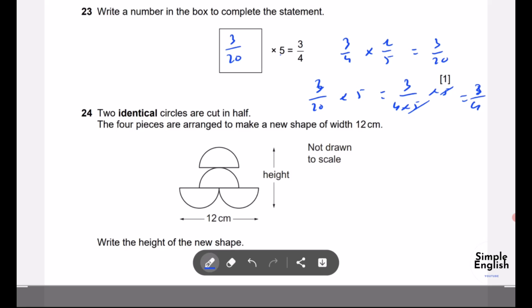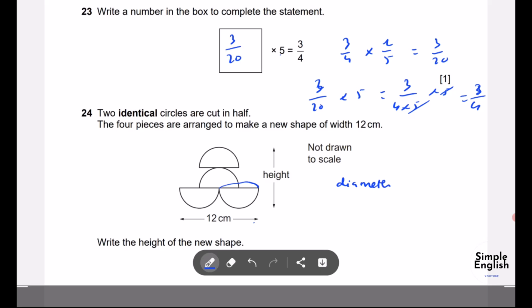24. Two identical circles are cut in half. The 4 pieces are arranged to make a new shape of width 12 centimeters. Here, I'm showing the width. Write the height of the new shape. So we have this one. Remember this one: here is the diameter, right? This one is the diameter.